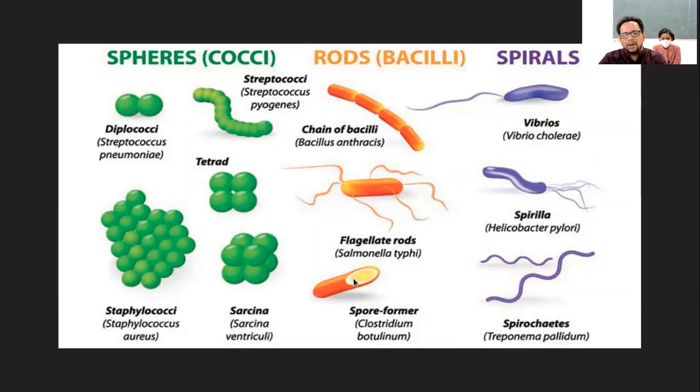Again, a tetracocci, and then there is something called sarcina, right? That is a cubical arrangement of this cocci bacteria, and that way there are these cocci or the spherical-shaped bacteria. Then there are rod cells. Again, same here. If it is monobacilli, dibacilli, streptobacilli, and so on. So there are several such types.